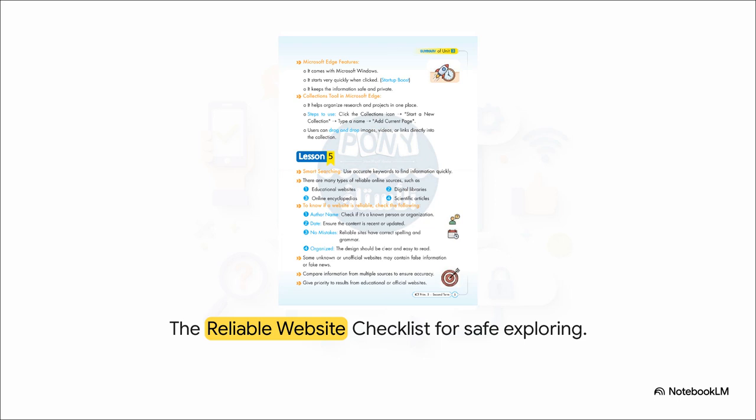To know if a source is totally safe and true, you just run through the reliable website checklist. Ask yourself 4 things. Is there a known author? Is the date recent so the info isn't super old? Are there 0 spelling or grammar mistakes? And is the page organized and professional? If an unknown site fails that checklist, it probably contains false information.